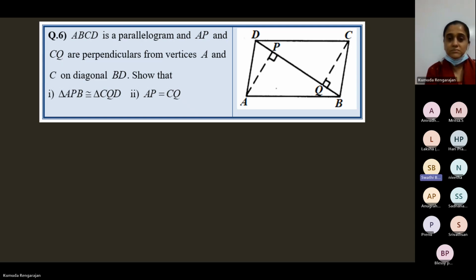And we can use the AAS rule to prove that these two triangles are congruent. Yeah, you can use it. Yes.